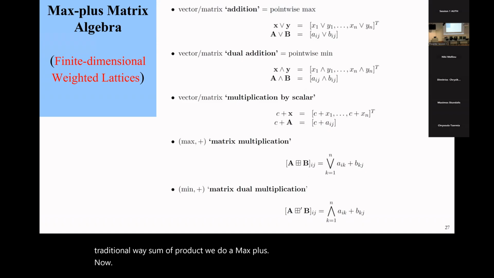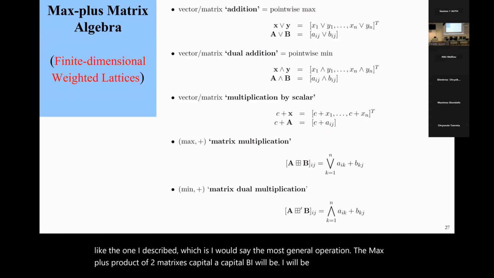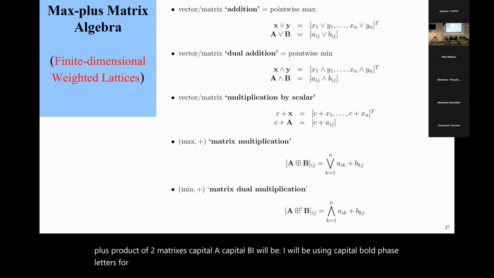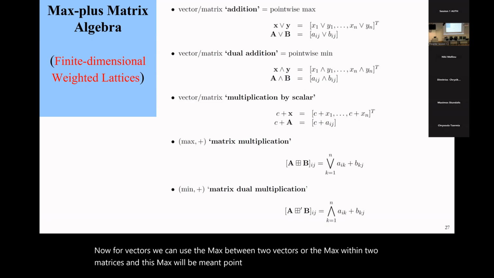Now, in the finite dimensional case, the max plus matrix algebra consists of operations like the one I described, which is, I would say, the most general operation, the max plus product of two matrices, capital A, capital B. I will be using capital boldface letters for matrices, lowercase boldface letters for vectors. For vectors, we can use the max between two vectors or between two matrices, and this max will be meant pointwise, or minimum pointwise.